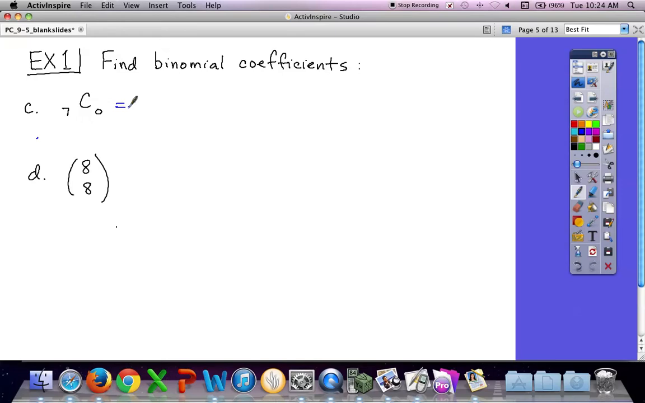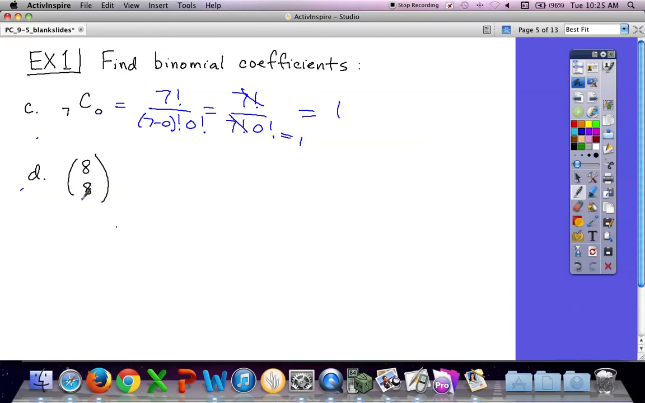We would plug in our formula, which would be 7 factorial over (7 minus 0) factorial times 0 factorial, which is 7 factorial over 7 factorial times 0 factorial. Now, what did we say when we defined factorials? What did we say 0 factorial equals? 1. It's always 1, right? So that's why the 7 factorials cancel and the whole thing is 1. That's why the first term in the expansion, the binomial coefficient part of it, is always 1, because whenever you have a 0 in that spot, that's what happens.